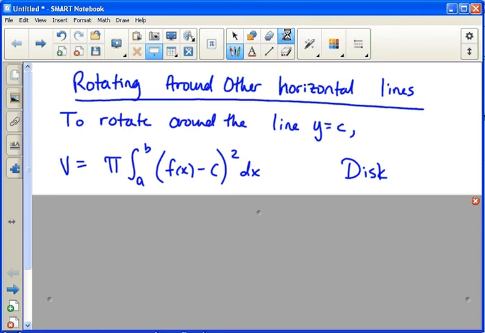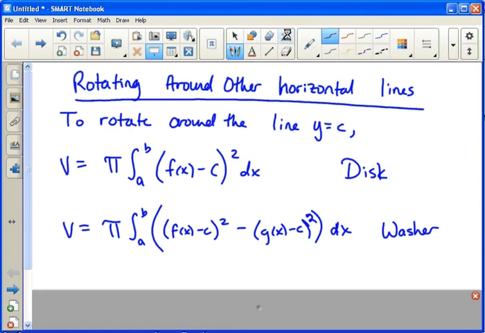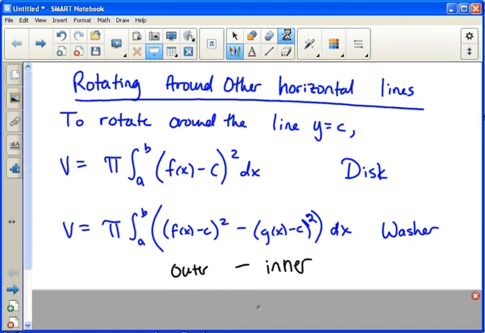Or you use the equation like this, which is the equivalent of the washer method. So notice that still we square each individual piece, the f of x minus c being one piece, and the g of x minus c being the other. And we still have pi out front. And just so you know, this is one area where it's very important to focus on which one is the outer and the inner instead of the top minus the bottom. So really f should be the outer and g the inner. So outer minus inner. And hopefully you'll be able to see in the examples we're about to do what I mean by that.